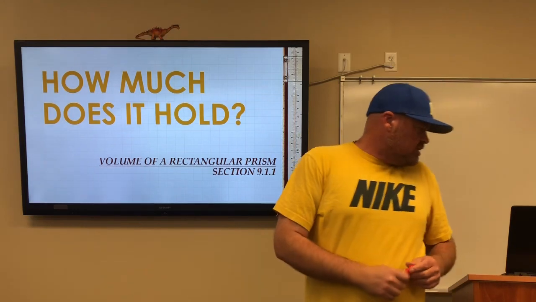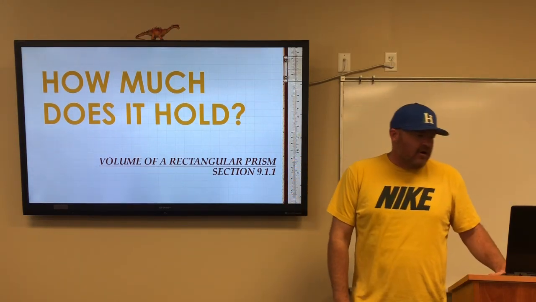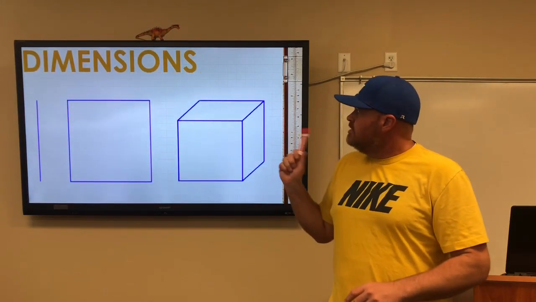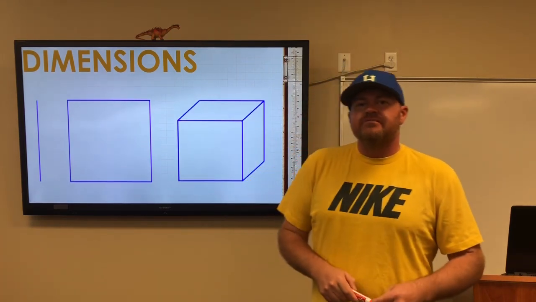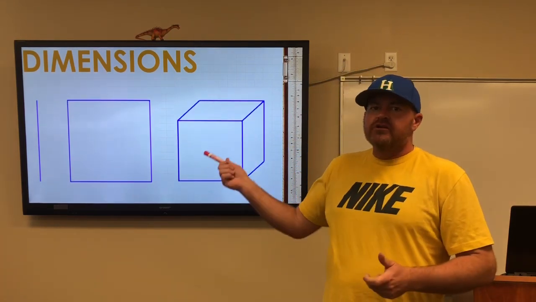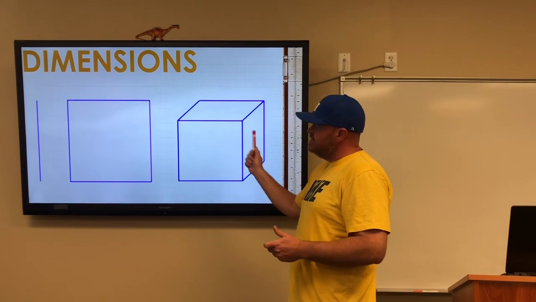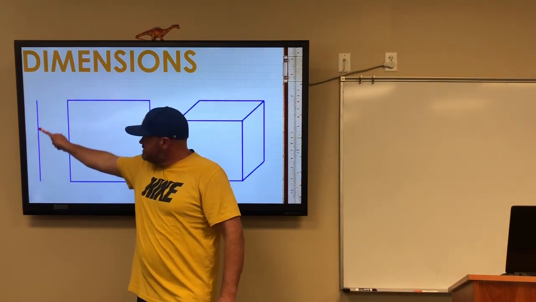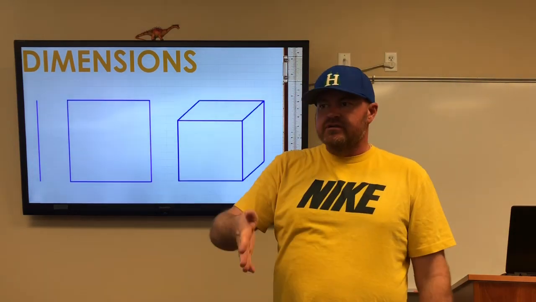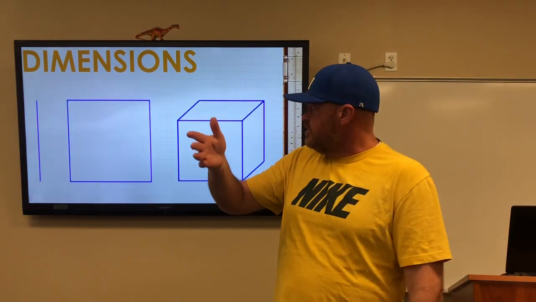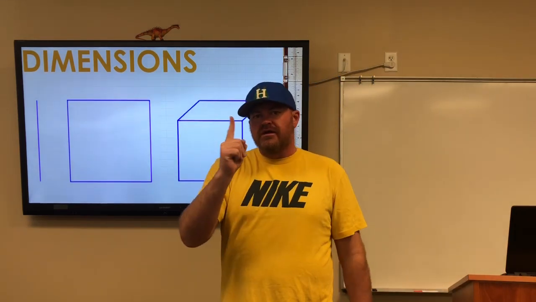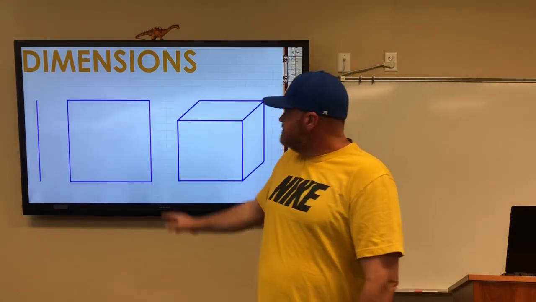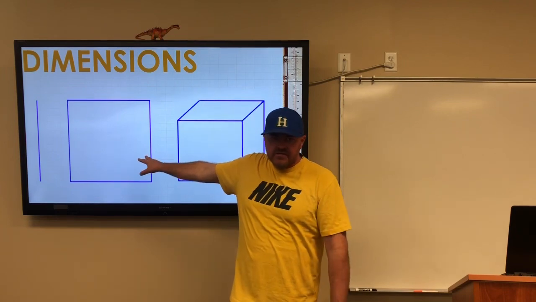So to start off talking about volume, we first of all need to understand dimensions, okay? So you can see on the screen here, we've got three different examples. The first one on the left is just a single line, right? So it's got length or it's got height or whatever you choose to label it as, but it's only one dimension, okay?